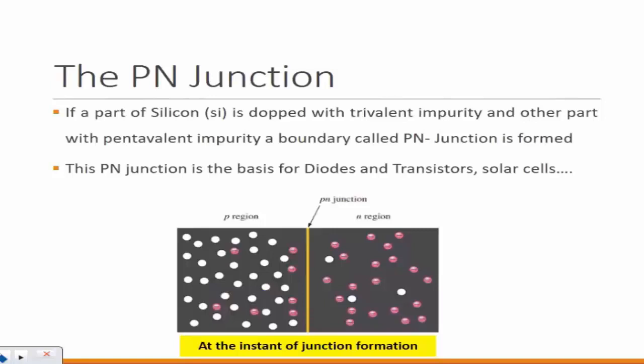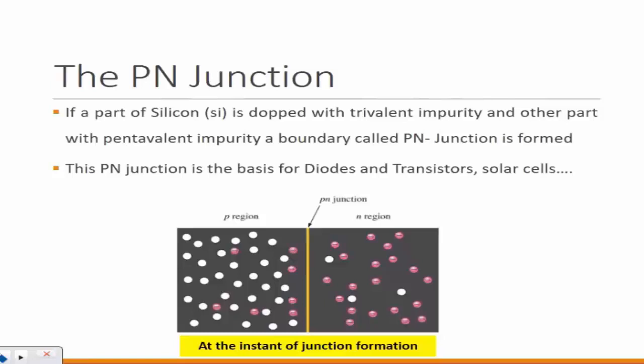putting them together. This is the base for every analog electronic device that we deal with nowadays. Since the invention of the PN junction, you have diodes and transistors, and there are infinite varieties of diodes and transistors available, right? So when we put them together, what will happen?